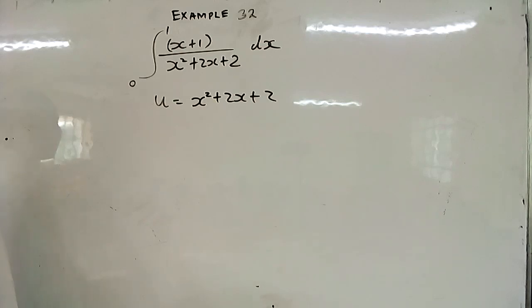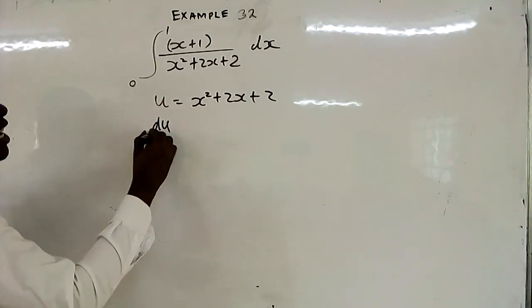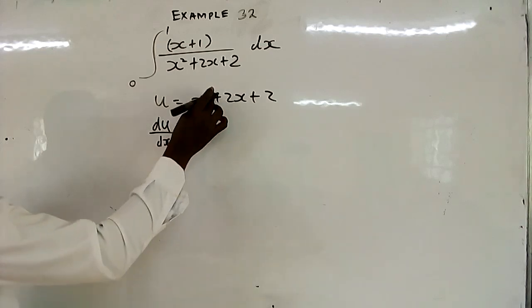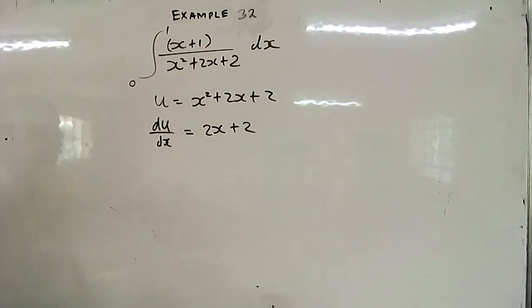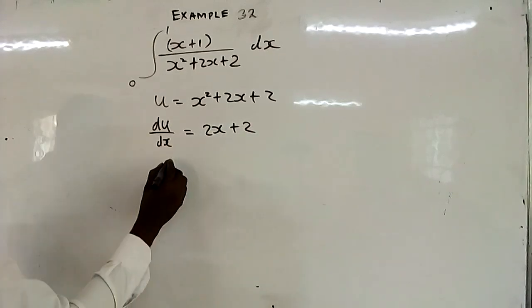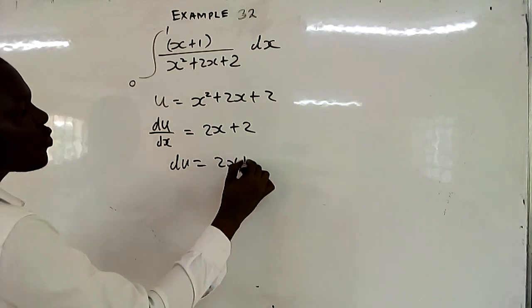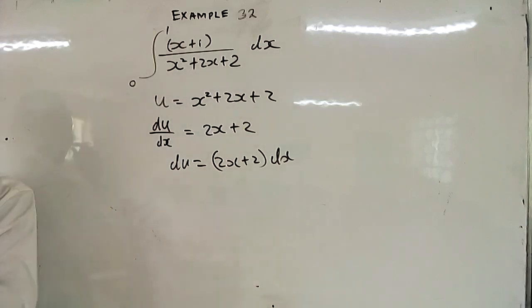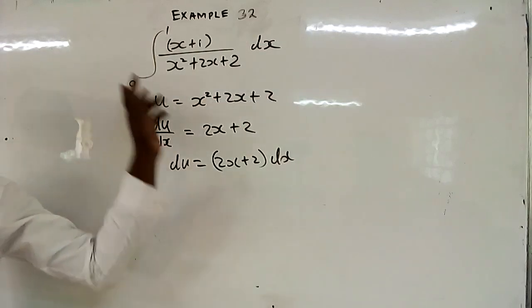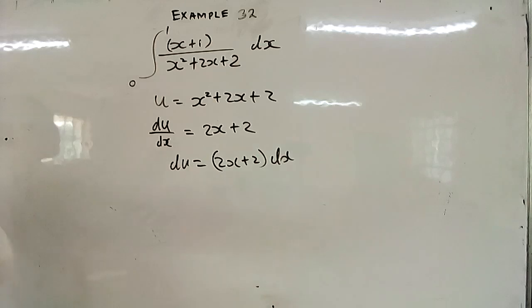Are you seeing that? So if you let u be x squared plus 2x plus 2, and differentiate u with respect to x, what do you get? 2x plus 2, isn't it? So if you take dx to the other side of the equation, du is 2x plus 2 dx. You check: is this what is in the numerator? If it is not in the numerator, then that method is not applicable. Algebraic substitution is usually tested first when you have polynomial functions. Are we together?